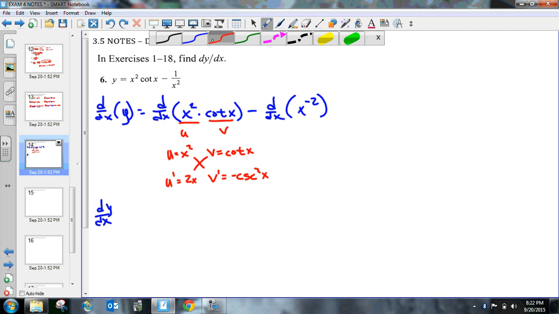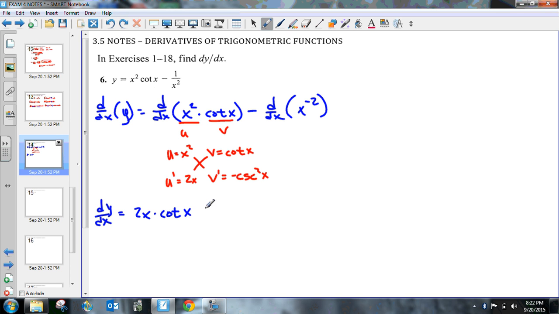So my derivative, dy dx, is going to be equal to 2x times cotangent of x, and then minus, even though it's plus, I'm multiplying by negative, I have negative cosecant squared x. So cosecant, no, let's not skip any steps. Let's do plus x squared times negative cosecant squared of x. And then the derivative over here, I have minus, and then I'm going to do the power rule. So I'm going to do negative 2 times x to the negative 3 power.